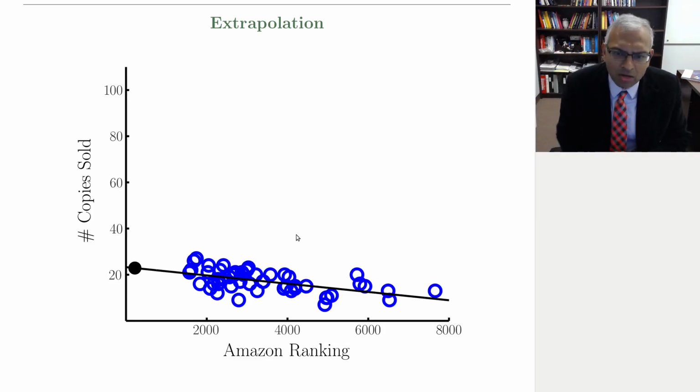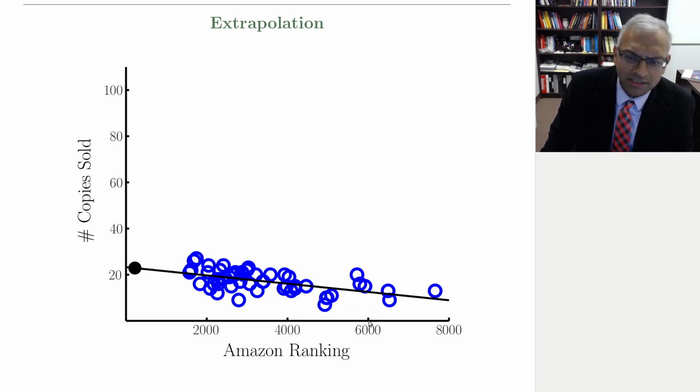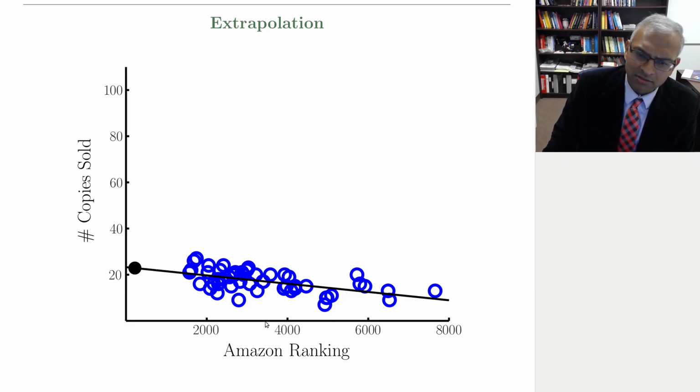When our book came out, I was following the Amazon ranking and correlating it with the number of books that were sold. And you see the blue dots here. So the ranking 8,000, no surprise that the more books you sell, the better your Amazon ranking. Low is good.